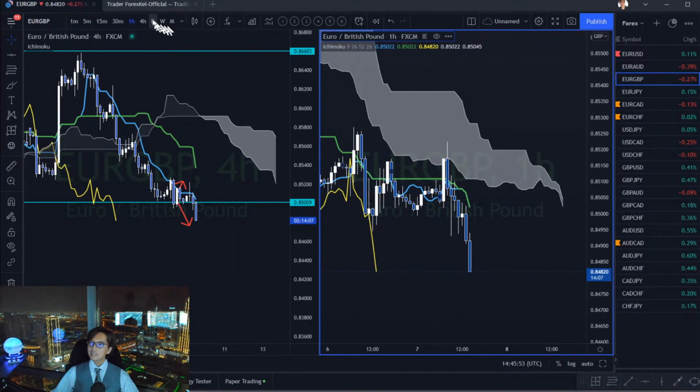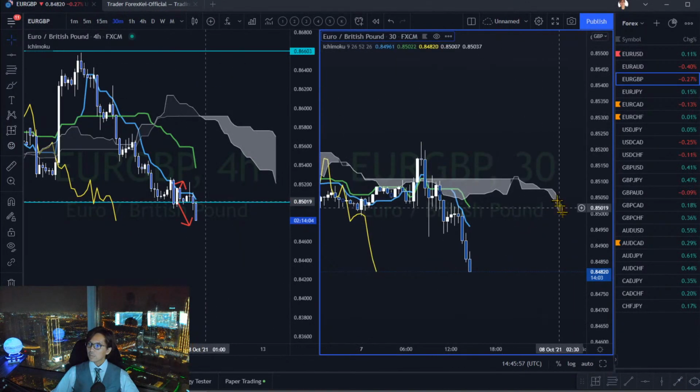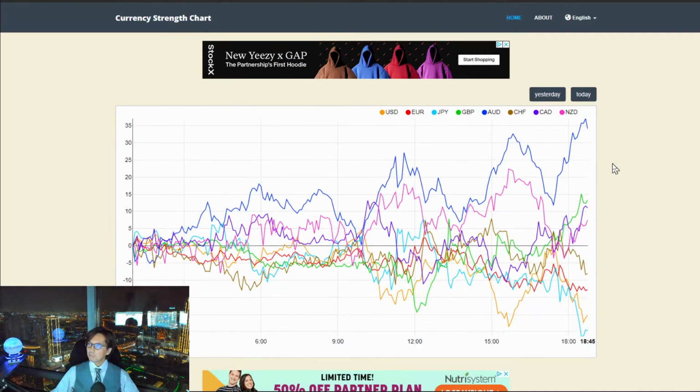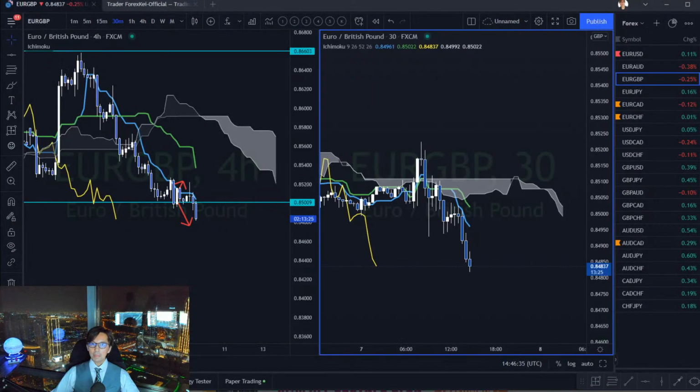Let me turn to the 30-minute chart. Yeah, in 30, the Kumo's also too thin. So it looks like this is caused by the strong pound right now. I'm not sure what's happening in the news, but it looks like pound is strong. This is today's strength chart, and pound is the green one. It's strong. And euro, the red one, is weak right now. So as a pair, it's going down. But since Kumo's too thin like this, I would hold in this case.